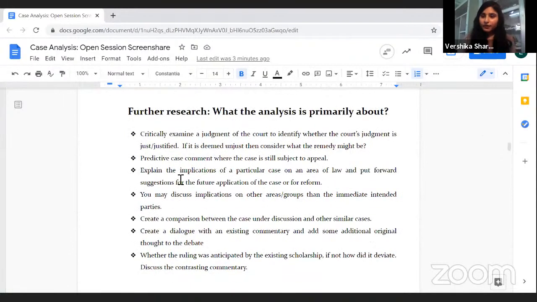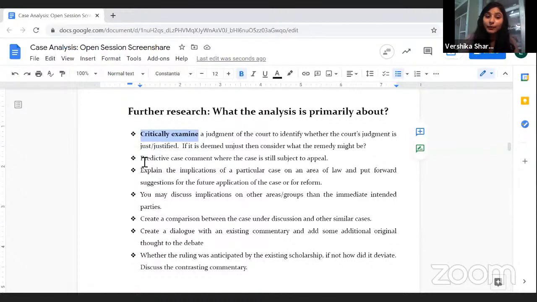These are the most important points that I want you to understand and listen to carefully, because guys, research analysis can be about any of these points. Now, first of all, the most important thing is to critically examine the judgment, where you are asking questions of the judgment itself as to why the judgment is propounded the way it is.